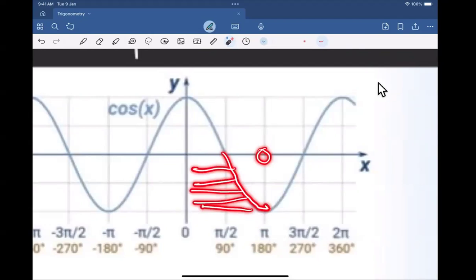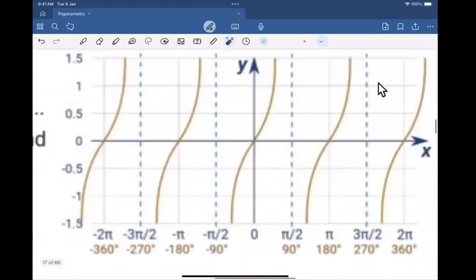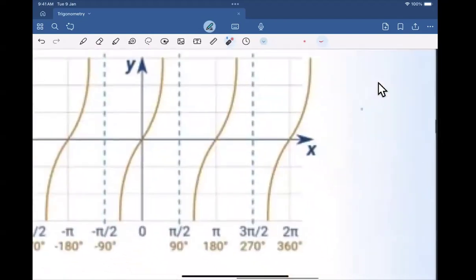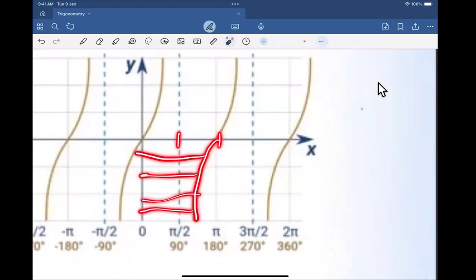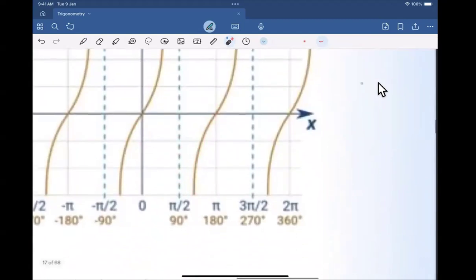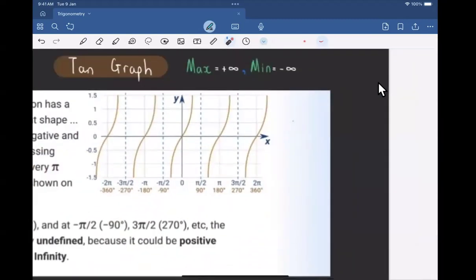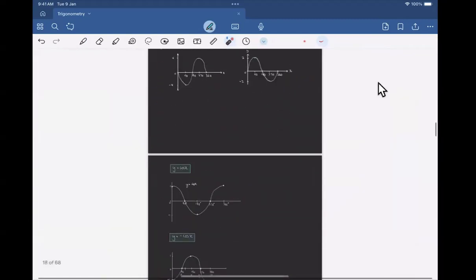Oh, I was reading the graph wrong. And for tan now, look at it. Between 90 to 180, this is how the graph looks. If you take any read-offs, those read-offs are going to be negative. So that's how they come up with the quadrants. Make sense?